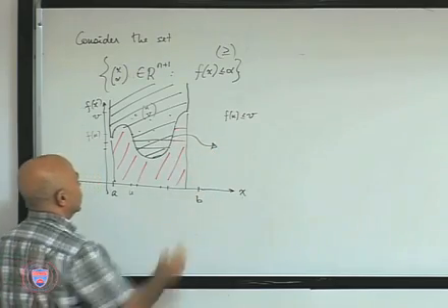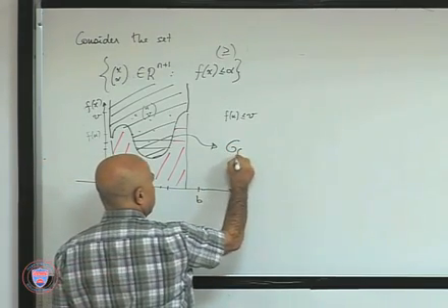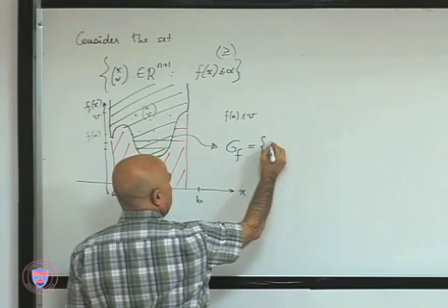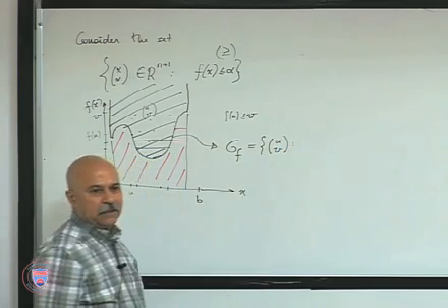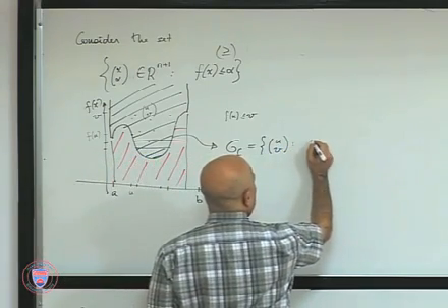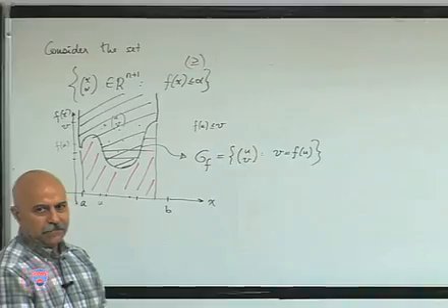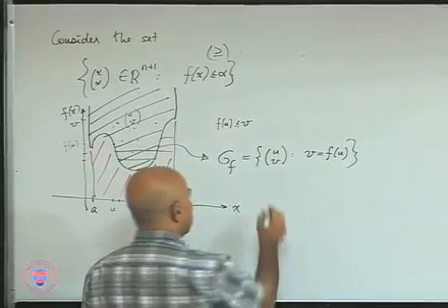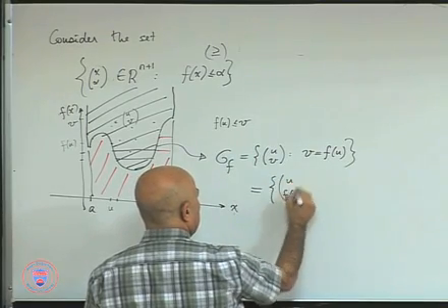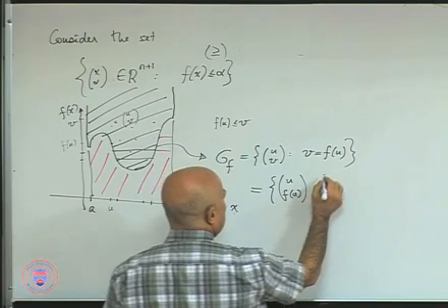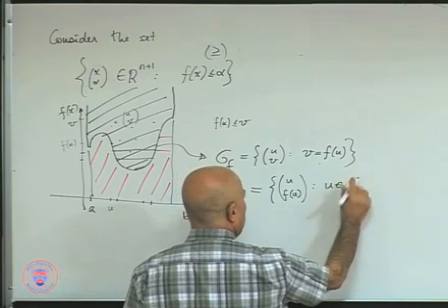What is the set of points that are on the graph of the function? If I call it GF, they are the set of points, again, two tuples, U and V, such that V is equal to F of U. Which is the same set as U and F of U in 2 dimensions, where U is in the domain between A and B in this case.